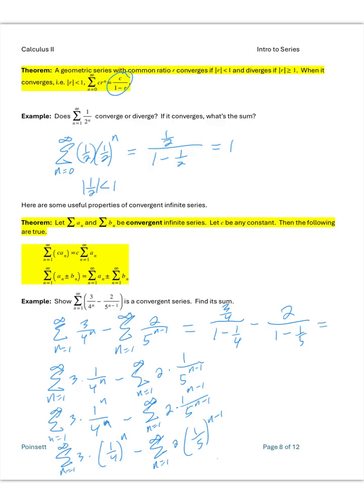So here we've got 3/4 over 3/4, which is in fact just 1. And here we've got 2 over 4/5. 2 over 4/5 is the same thing as 5/2. And 1 minus 5/2 is equal to negative 3/2. We have shown that this series converges and that it specifically converges to, or has a sum of, negative 3/2.